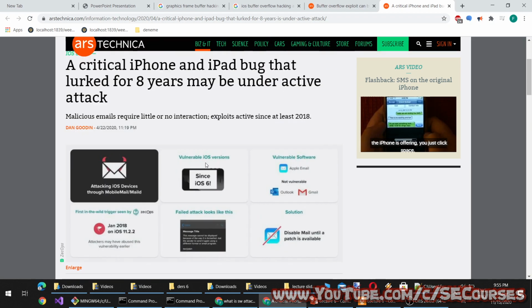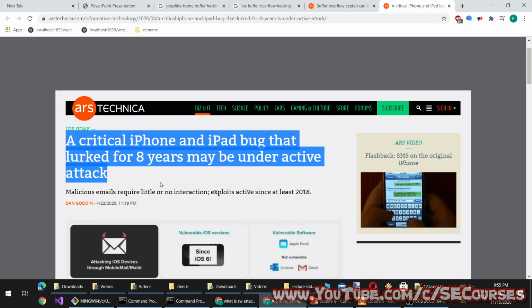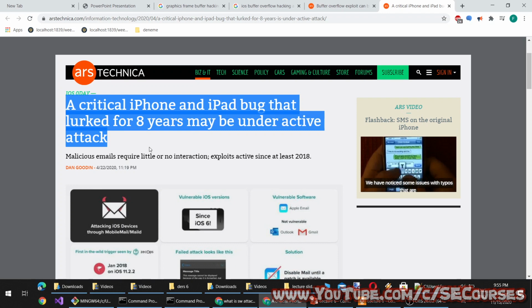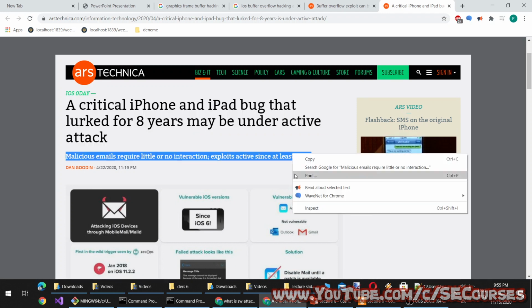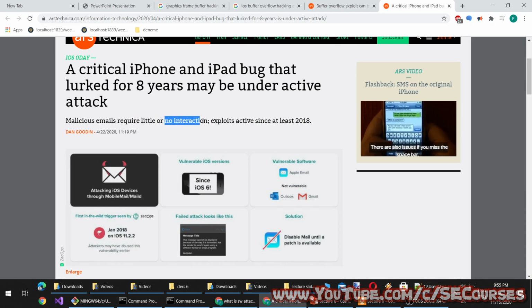Okay, so you see, this is a real case, and the article date is pretty recent. It was on 22 April 2020. So let's get more idea about the attack. A critical iPhone and iPad bug that lurked for 8 years may be under active attack. Malicious emails require little or no interaction, exploits active since at least 2018. So you see, no interaction means that this is the most dangerous type of vulnerability or exploit, because the user doesn't have to do anything. They can get infected totally remotely without doing anything, without having any idea.